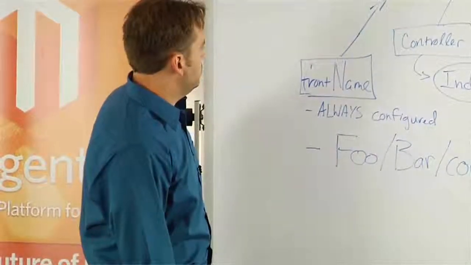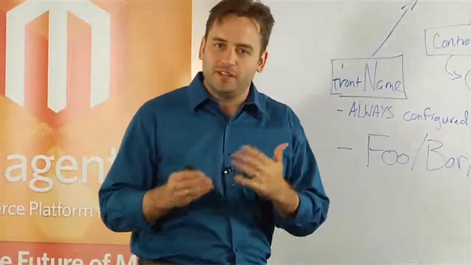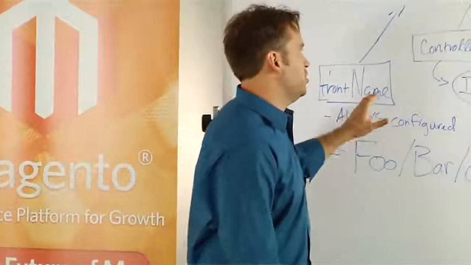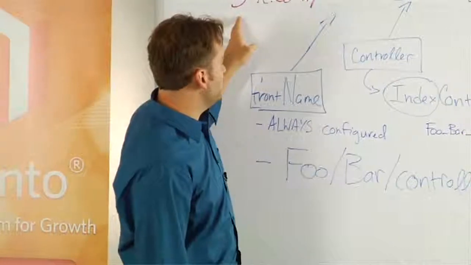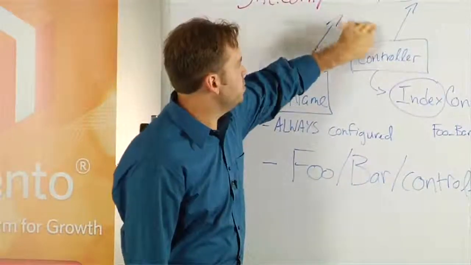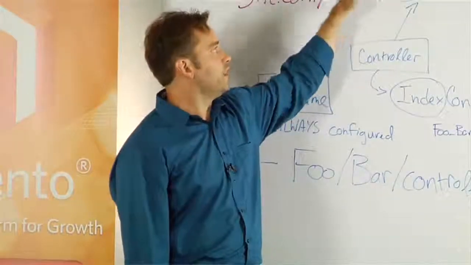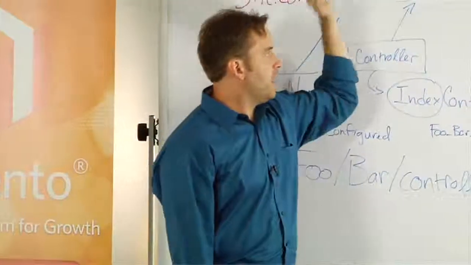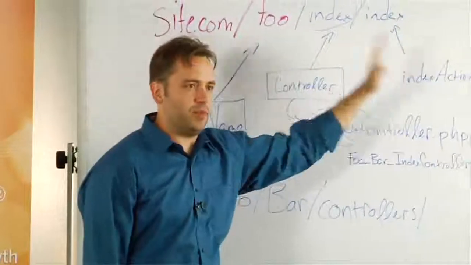So that's actually a good intuition about what the system's going to do with this. Up to this point is configuration, and that's the front name. After this point, it's all just file system paths.